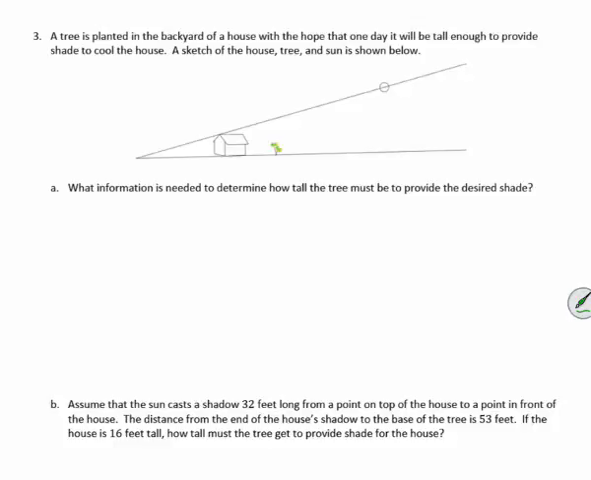All right, a tree is planted in the backyard of a house with the hope that one day it will be tall enough to provide shade to cool the house. A sketch of the house, the tree, and the sun is shown below. What information is needed to determine how tall the tree must be to provide the desired shade? Well, I need to know how tall the house is. Right, because in other words, I want the tree to be this tall.